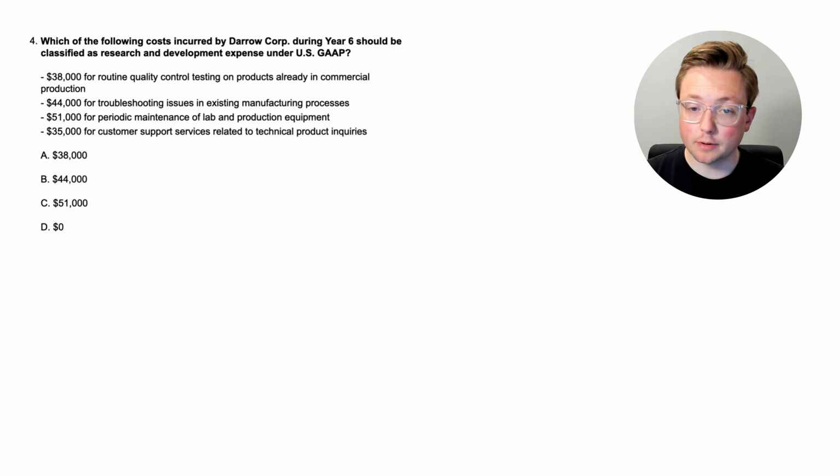Okay, here we are at question 4. Which of the following costs incurred by Darrow Corp during year 6 should be classified as research and development expense under US GAAP? Okay, so a little bit different format here. The question is directly at the top, and then we have the information below. So let's look at all of these and see which ones would be research and development. $38,000 for routine quality control testing on products already in commercial production, $44,000 for troubleshooting issues in existing manufacturing processes, $51,000 for periodic maintenance of lab and production equipment, and $35,000 for customer support services related to technical product inquiries.